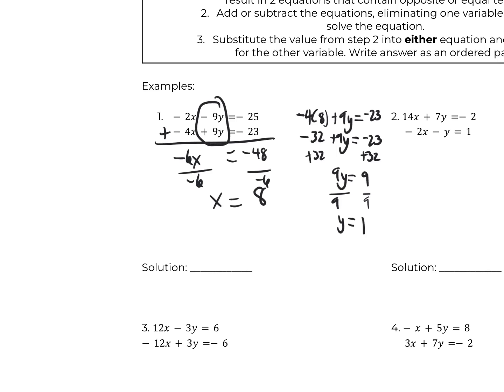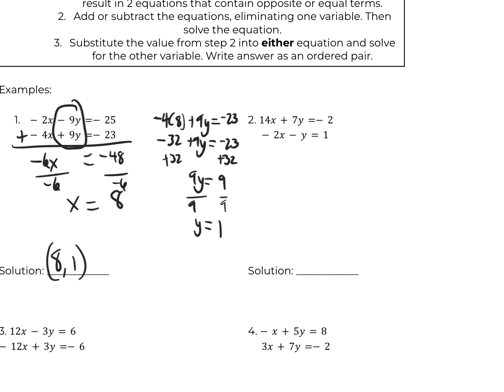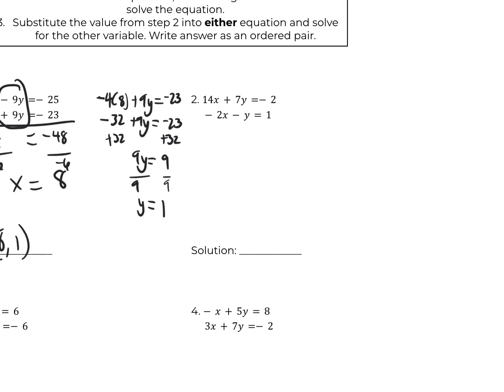So my ordered pair is 8, 1. Now, for number 2, I do not have opposite coefficients yet. Opposite value coefficients. So I'm going to need to do a little bit of manipulation. I need to turn one of these coefficients into the opposite value of the other.